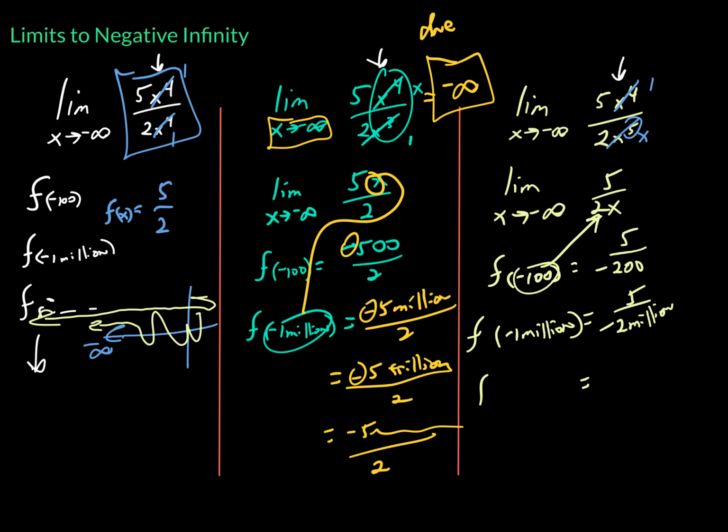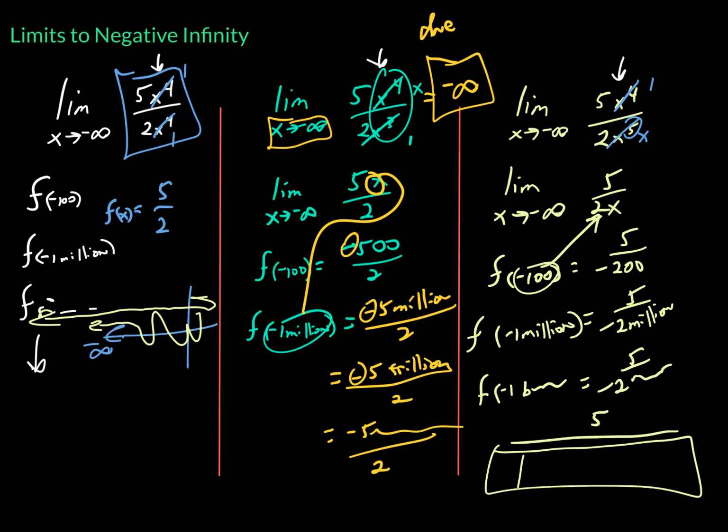What happens when x is negative blah, blah, blah, bazillion gazillion? You're going to have 5 over negative 2 bazillion gazillion. I'm making these numbers up, but I think you understand. Hopefully you understand, think about what's happening. No matter what, the numerator is 5. And this denominator just keeps getting bigger and bigger and bigger.